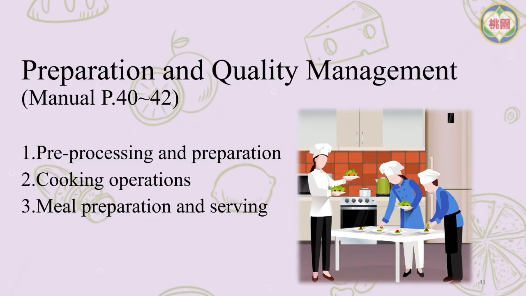The 6th management point of the GHP guidelines is preparation and quality management, which is mainly the self-management operation in the business of industry. The project has 3 points, including pre-processing and preparation, cooking operation, meal preparation, and serving.